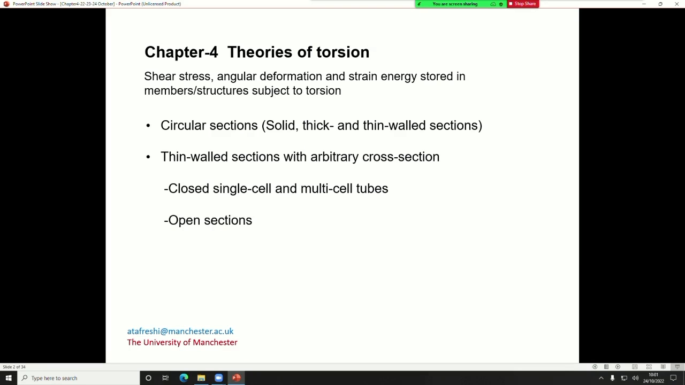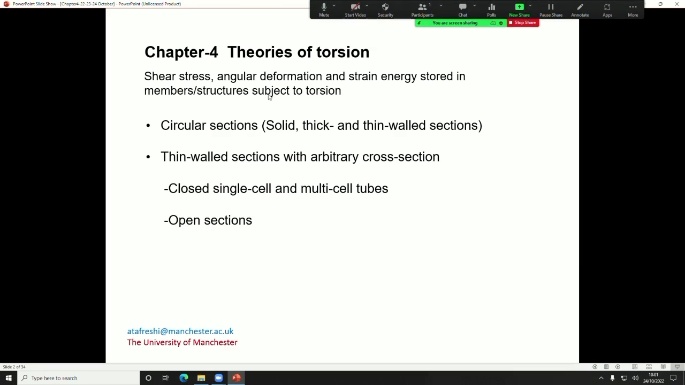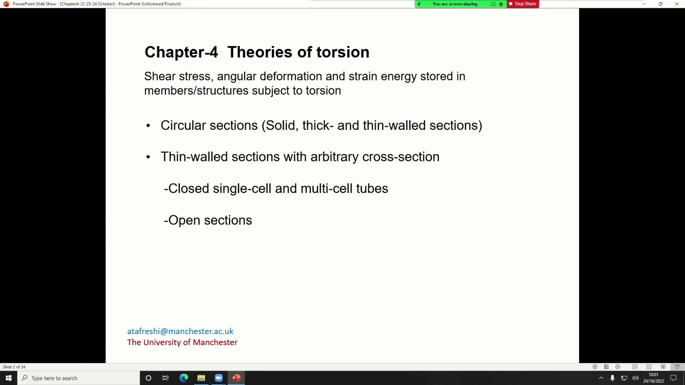Chapter 4 is based on theories of torsion. So you're going to analyze the structures which are subject to a torque. I've divided Chapter 4 into two sections. In Section 1, we are going to analyze thin cylindrical shells and circular sections subject to torsion, and the circular sections could be thin walled, could be thick, could be solid. The next section, you're going to analyze thin walled structures of arbitrary shapes, typical of a wing section, tail section of an aircraft, or fuselage section of an aircraft. They could be single cell or they could be multi-cell sections.